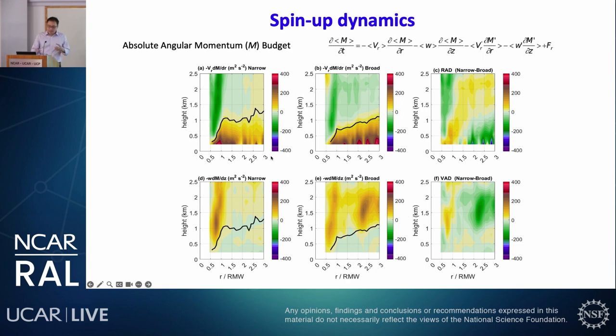You can see the total mean advection within the inflow layer, the positive value, is mainly contributed by the radial advection, but above the inflow layer the vertical advection dominates. Also, the vertical advection canceled some of the negative contributions of the radial flow, the outflow, to the tendency of absolute angular momentum.